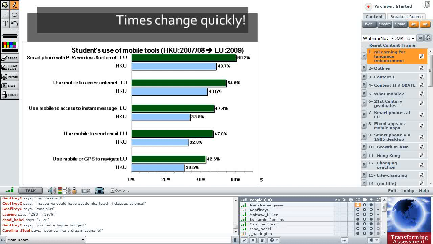Lingnan students are much poorer than Hong Kong U students, who tend to get the best, if you like, and the richest students. So you can see there, even within the space of 12 months, there's been phenomenal growth in the use of mobiles for various purposes, including internet and email and instant messaging.